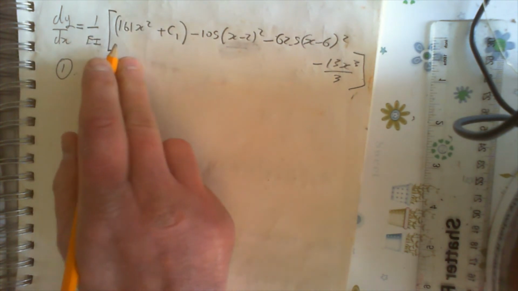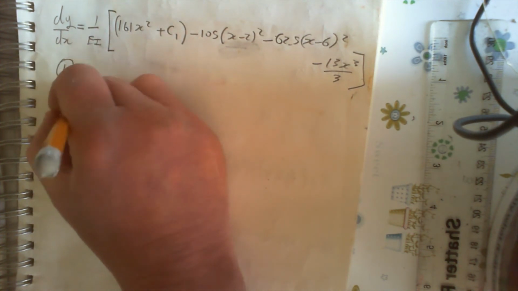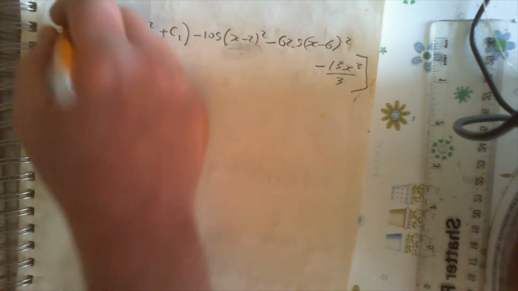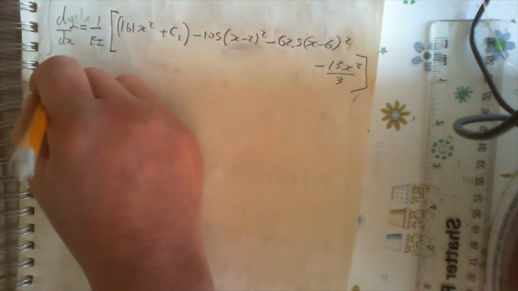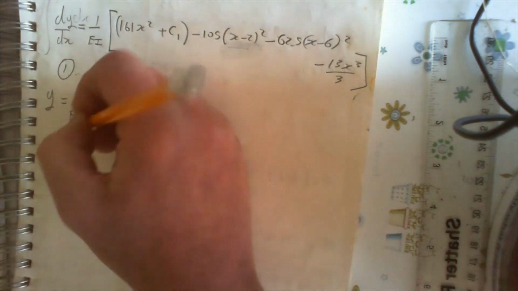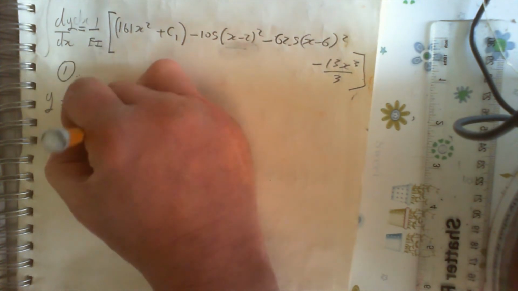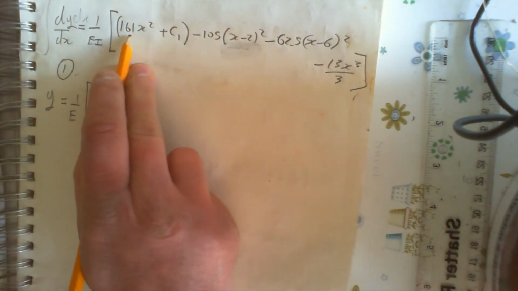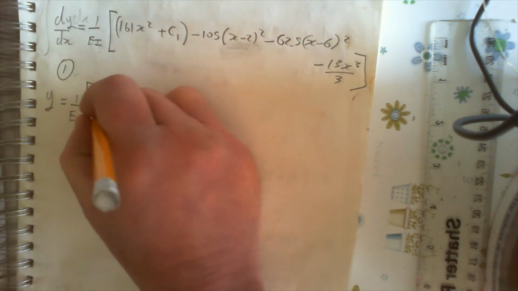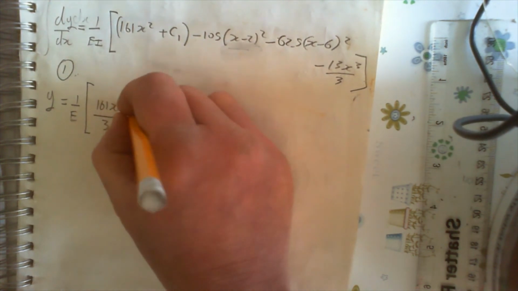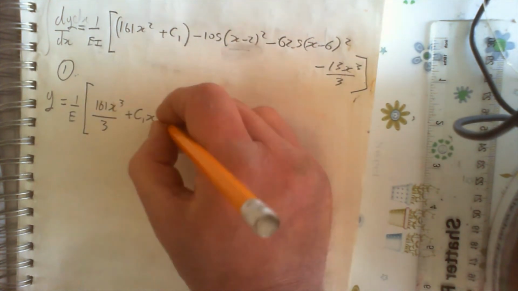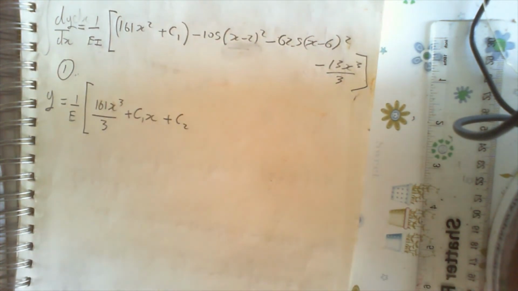If I integrate all this again, we'll end up with y, which is the deflection. And let's do this then. That's going to be 161x cubed over 3 plus c1x plus, again, another constant of integration.